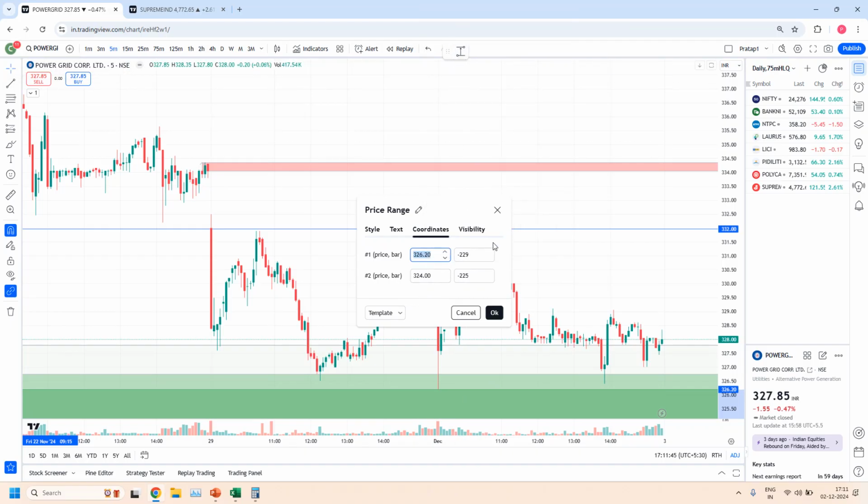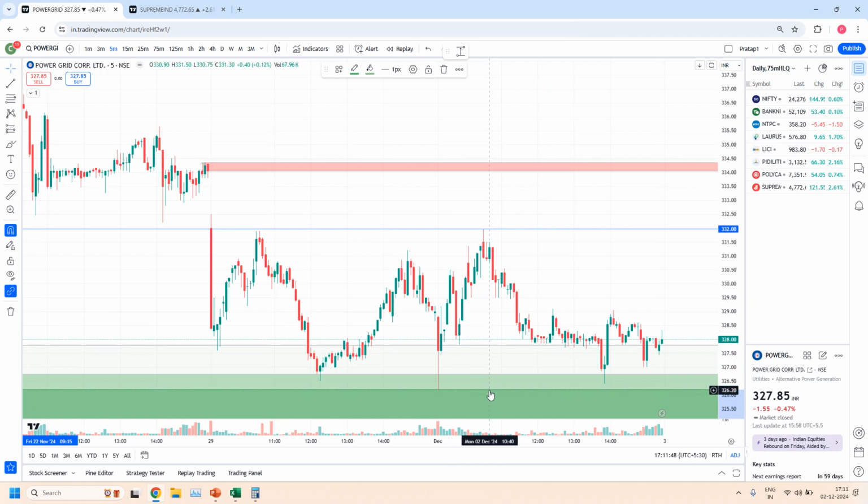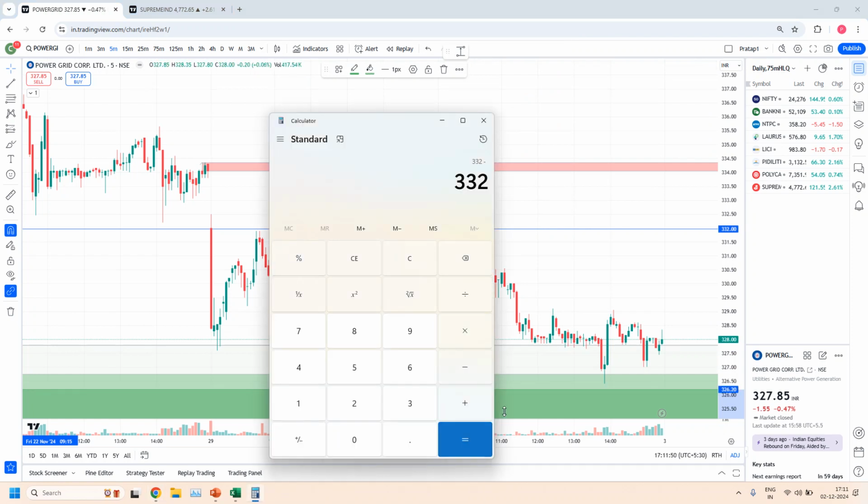$326.20 is our entry. That means you got 5.8 rupees profit on each stock, more than 1.5% directly on the stock. But if you are taking margin, 4 times margin, let us say, maybe you would have got 1.5% times 4. That means 6% ROI you would have got with 4 times margin.